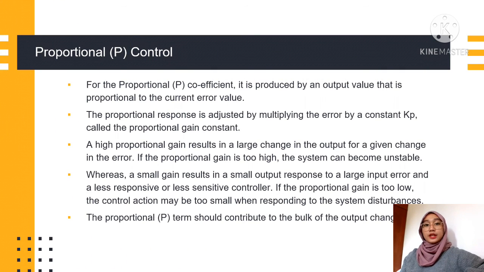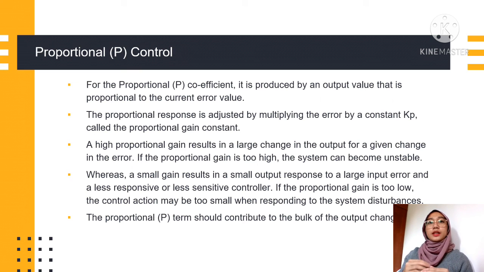So before we decide which controller performs best for each transfer function, I would like to summarize the function of each controller. The first one is proportional control. The proportional term produces an output value that is proportional to the current error value. The response is adjusted by multiplying the error by a constant Kp, called the proportional gain constant.